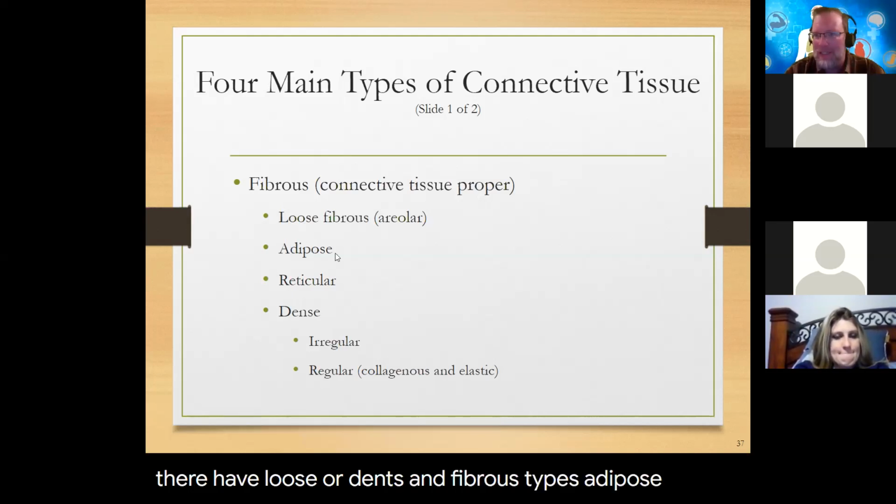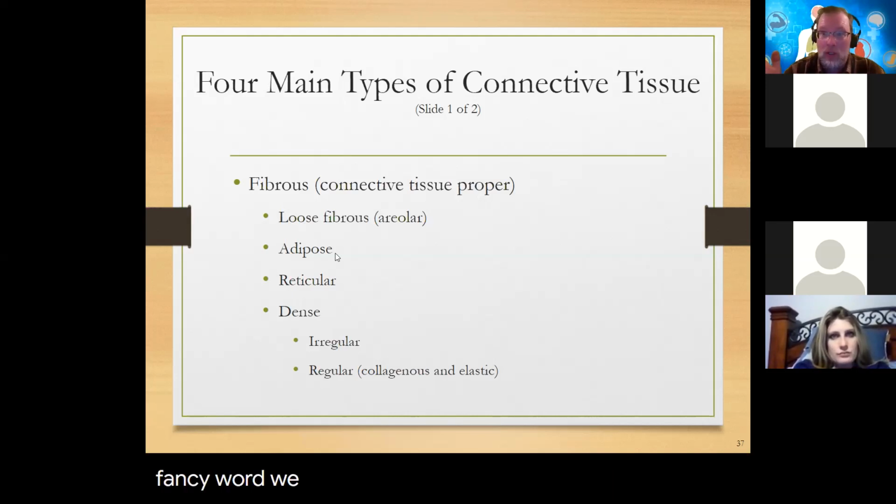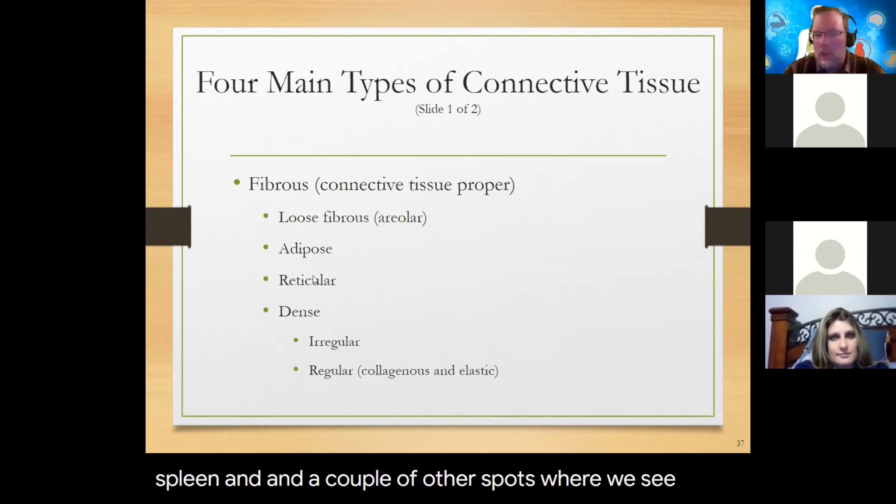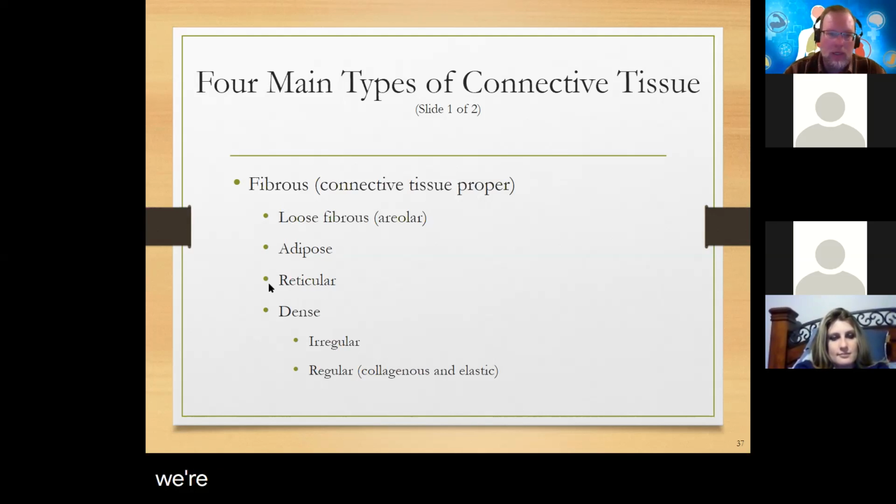Adipose is a fancy word. We generally think of a fat storage unit. So adipose cells store fat, so energy. There's very little matrix with adipose tissue, but there are some fibers. Reticular, we're going to see that primarily in the spleen and a couple of other spots where we see bone marrow. Wherever we see blood cell production, we're going to see reticular connective tissue.